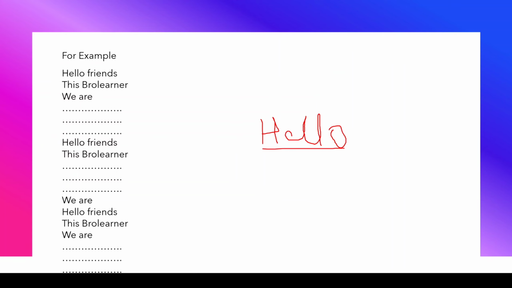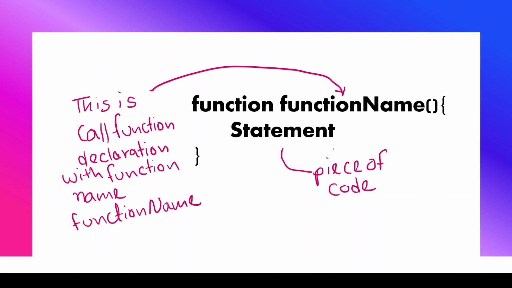Okay, now let's see how we can define a function. This is the way we can define a function. First we use the function keyword, and after that we create a function name. We cannot provide a space, so we can use an underscore or hyphen between the name. Our function name should start with a letter, not a number. After that we have a statement, which is nothing but a piece of code. This syntax is called function declaration.